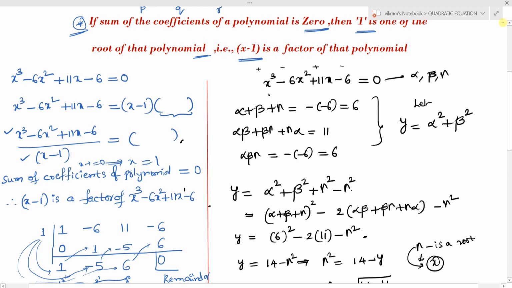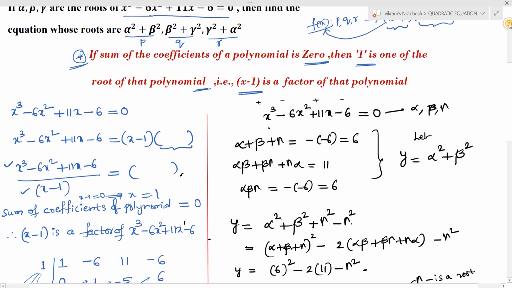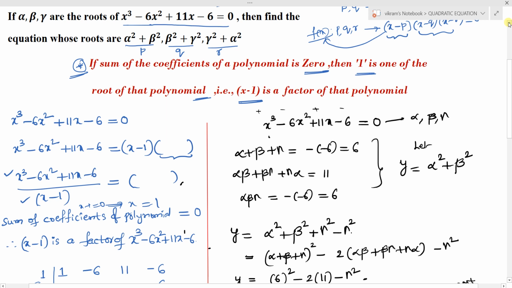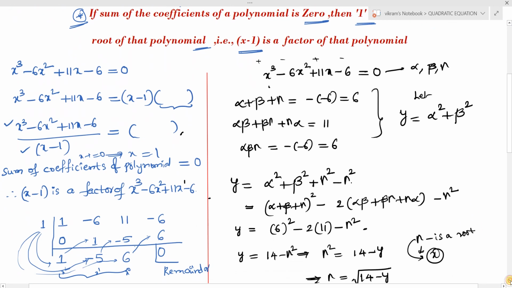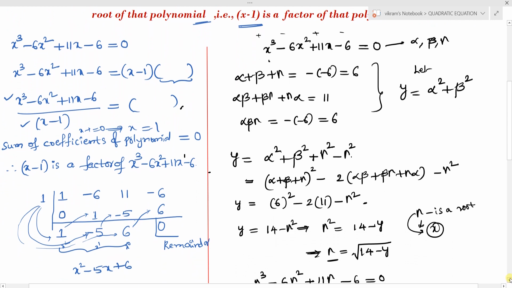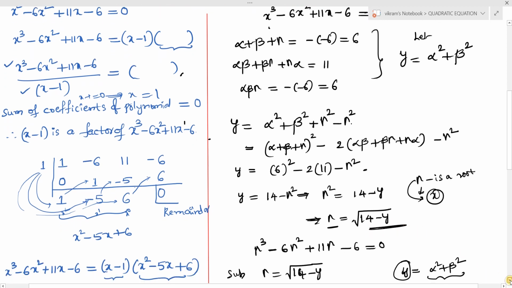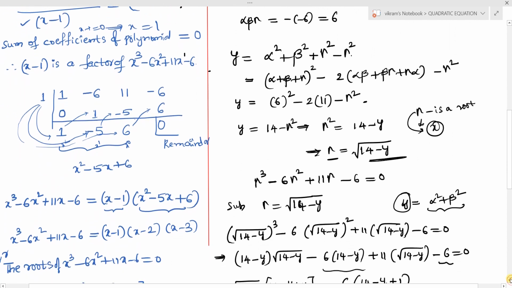Otherwise, what is the other method? Given the relations, assume alpha square plus beta square is some y. From that, try to derive the relation in terms of y. Gamma is one root, so substitute that root value in the given cubic equation, then we get the equation in terms of y, that is nothing but our required equation.